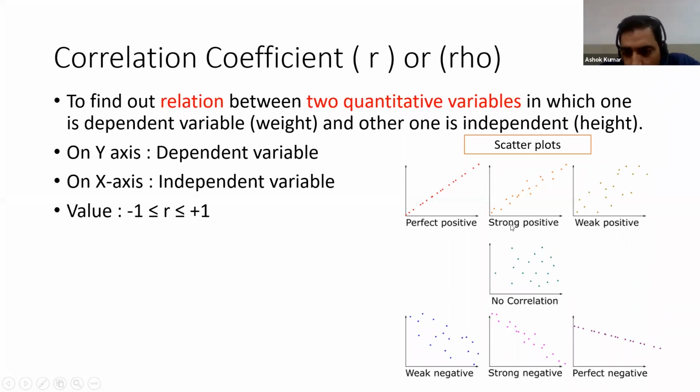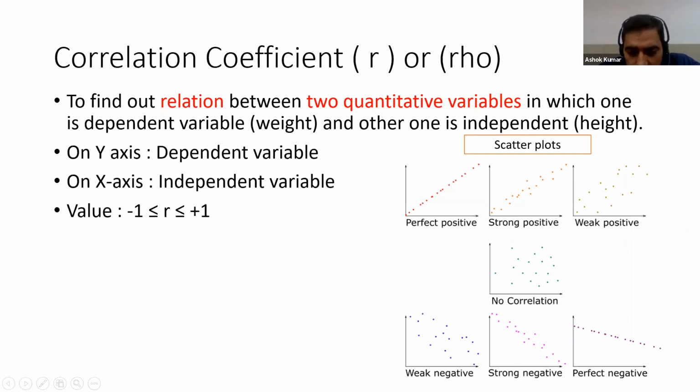Now this is a strong positive correlation, but not a perfect correlation. This is a weak positive correlation. You can see the observations are scattered, and there is no linear correlation. You have to remember there is no linear correlation. Maybe another type of correlation here, but no linear correlation.